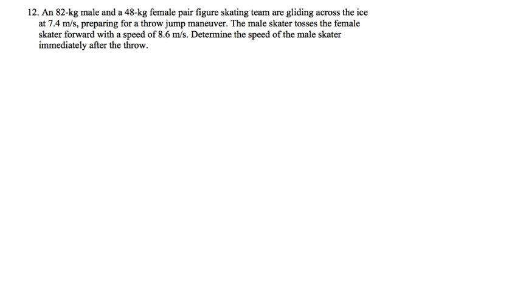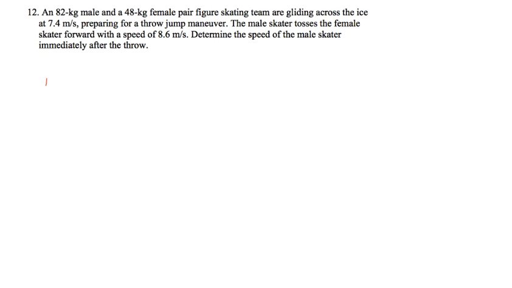So in this problem, we have two figure skaters, an 82 kilogram male and a 48 kilogram female, and they're gliding at the same speed. This will be like firing, because if they started from rest, you'd pretty much get a similar type problem where one will go in one direction and one will go back in the opposite direction. But they're starting with a momentum, both of them, in the forward direction.